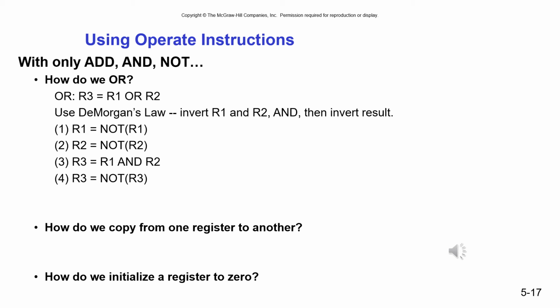Using De Morgan's law, we can OR R1 and R2 and store the result in R3 by simply inverting R1 and R2, ANDing them, and then inverting the result. So R1 equals not R1, R2 equals not R2, R3 equals R1 and R2, and then R3 equals not R3. Pretty straightforward.